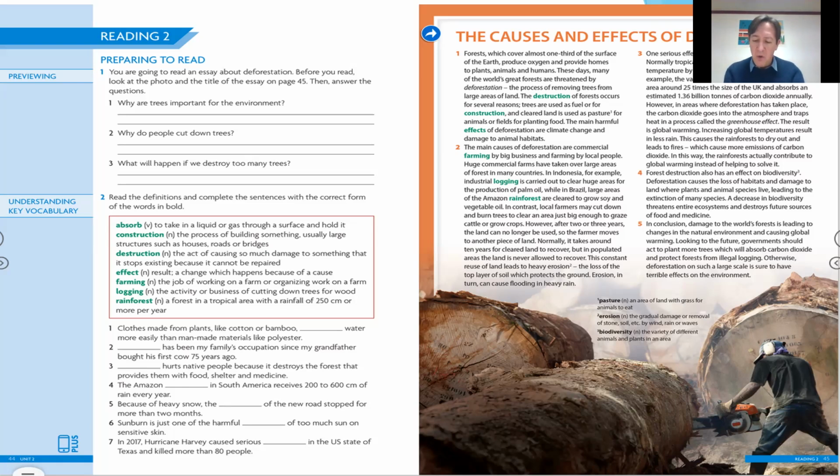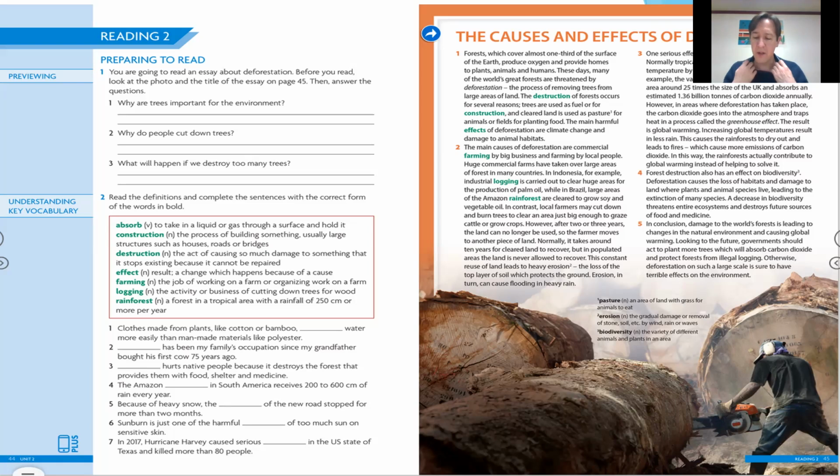Forest destruction also has an effect on biodiversity. Number 3. Biodiversity, noun, the variety of different animals and plants in an area. Biodiversity. Deforestation causes the loss of habitats and damage to land where plants and animal species live, leading to the extinction of many species. A decrease in biodiversity threatens entire ecosystems and destroys future sources of food and medicine.